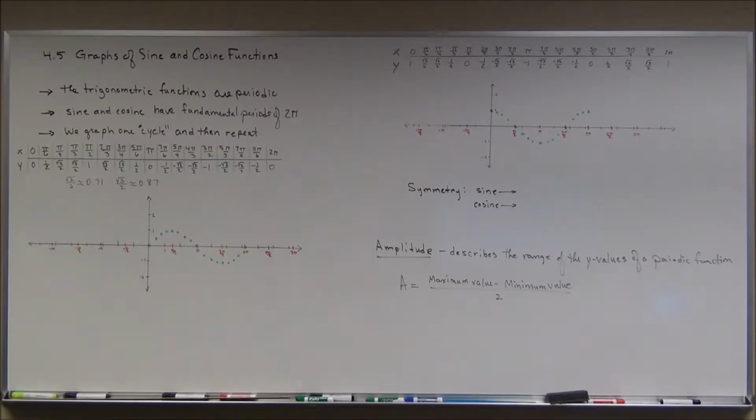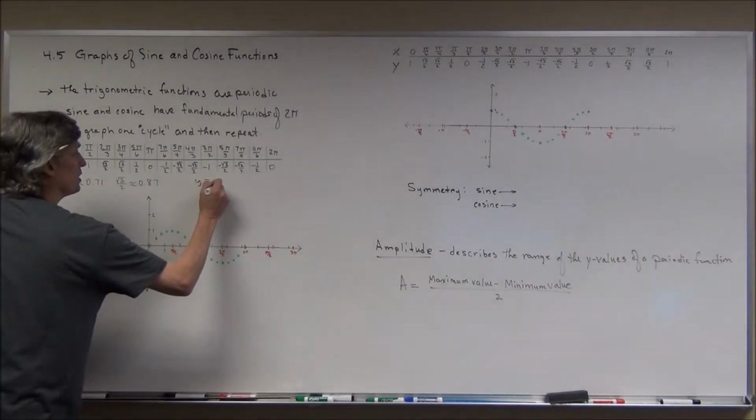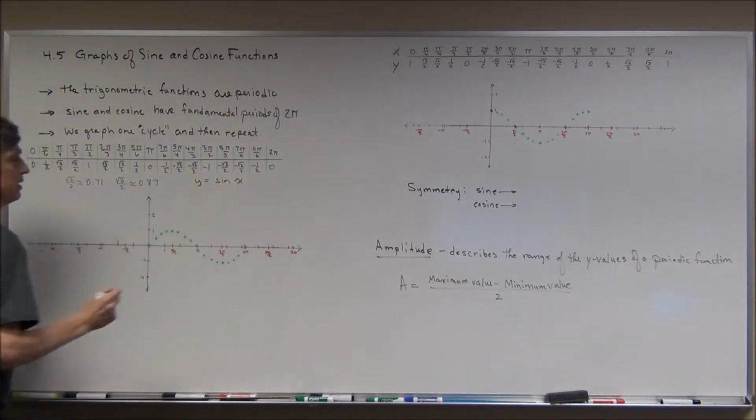For sine and cosine, that's 2 pi. If we graph one cycle, we just repeat the pattern. So what I've done here is I've drawn out a chart with my angles being the top row, the x, my values for my trig function being the bottom row, and for this one, I'm going to graph y equals the sine of x.